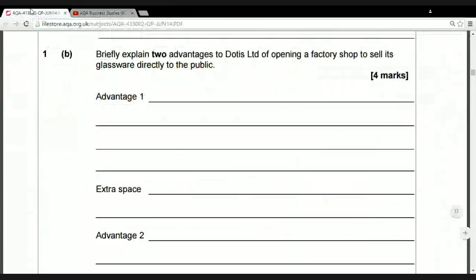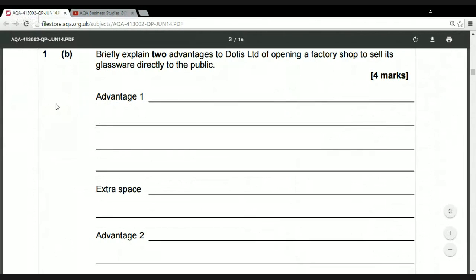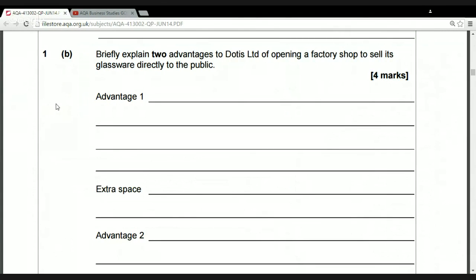Okay, so explain 2 advantages to Dotters Limited of opening a factory shop to sell its glassware directly to the public. You have possible advantages. The first advantage is you can miss out the retailer and wholesaler, so you can go straight to the customer. That will be an advantage because you can decide exactly how you want to sell that item and get it to the end user quicker than before.